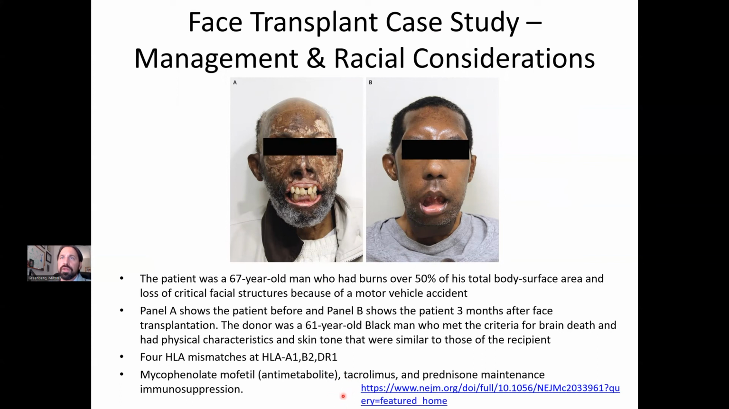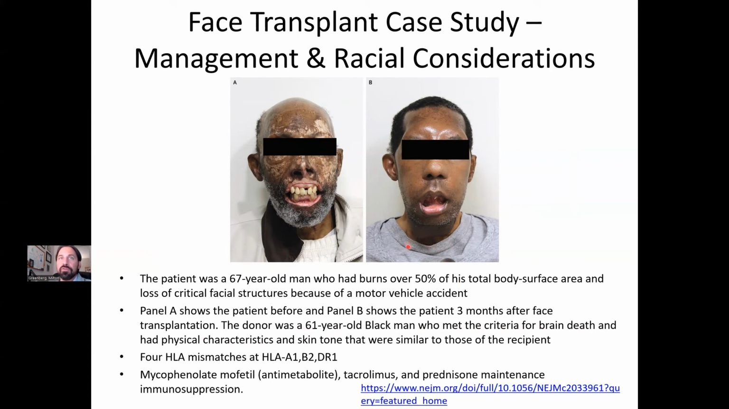This is published in the New England Journal. So this man on the left, a 67-year-old man, had a motor vehicle accident and had pretty severe burns across his face. Panel B is after the face transplant. The donor was a 61-year-old Black man who met the criteria for brain death and had physical characteristics and skin tone that were similar to those of the recipient. So it wasn't a perfect match, but no match is going to be perfect in transplant immunology.